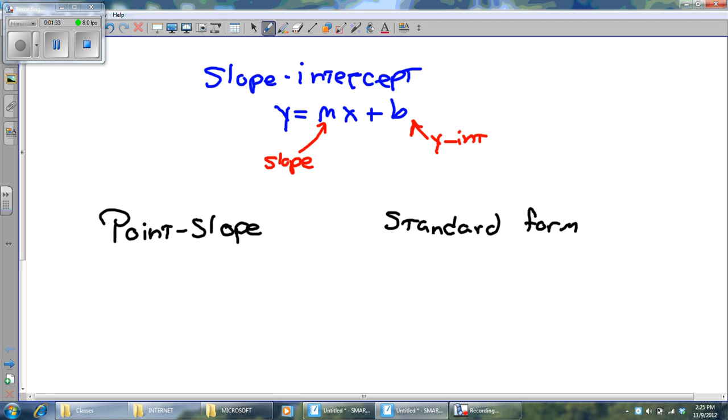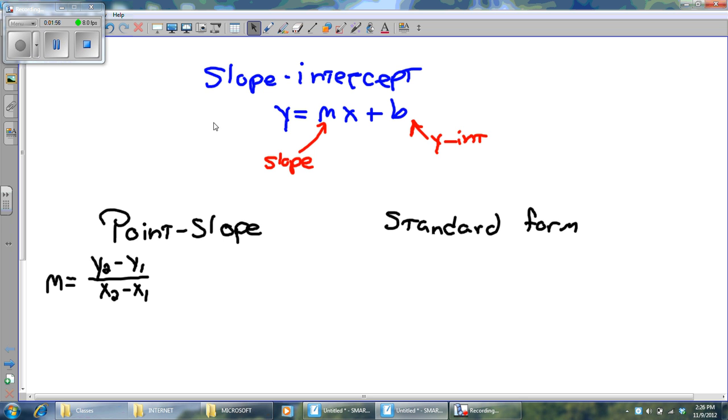Okay, well, we're going to learn 2 new forms today. And they're not necessarily going to tell us the slope and the y-intercept right off the bat, but they are going to tell us stuff. So we're going to learn point slope form. Now, before I do point slope form, remember the equation for figuring out slope is y sub 2 minus y sub 1 over x sub 2 minus x sub 1, right?